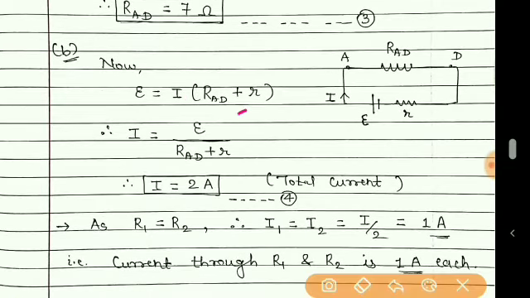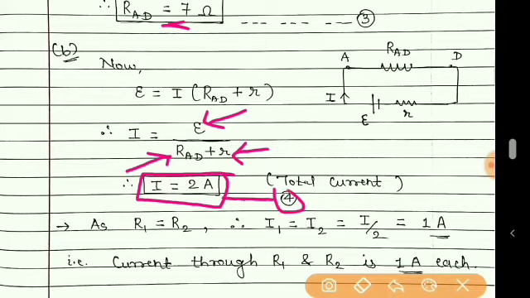We have the value of epsilon. We obtained this RAD, which is 7. We have this value small r, that is 1 ohm. Using these values and calculating, we will get the total current drawn from the battery, that is 2 ampere. Let us give this number 4.